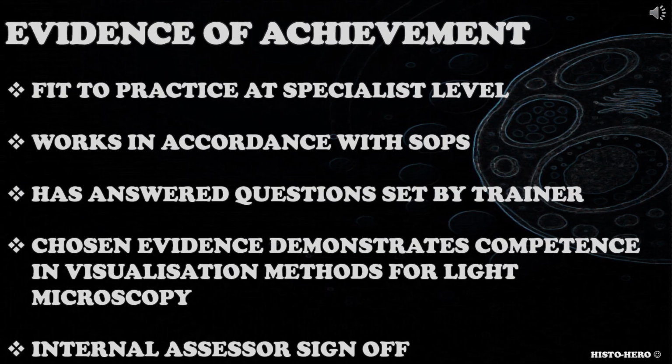Each subsection also has evidence of achievement. This is where you, the training officer, sign the candidate off as competent and fit to practice as a BMS at the specialist level. By doing that, you will confirm that the candidate can work in accordance with local SOPs relevant to this subsection. This will also confirm that the candidate has answered questions set by you to test their knowledge and skills relevant to this subsection. And you will also confirm that the candidate's chosen evidence demonstrates their competence relevant to this subsection.